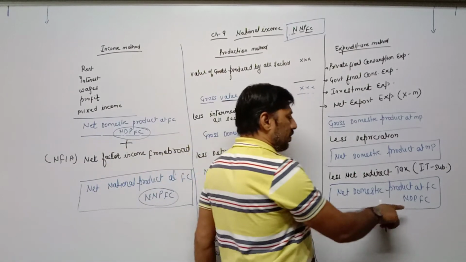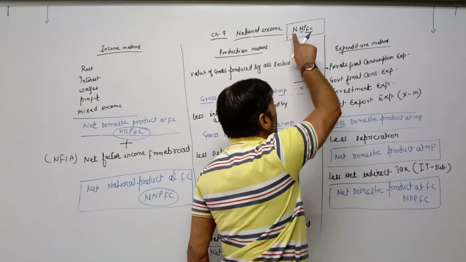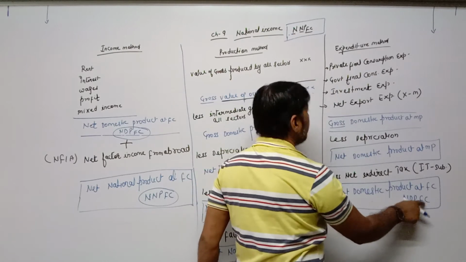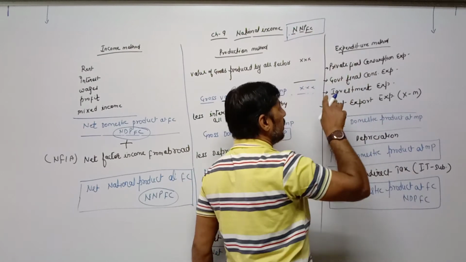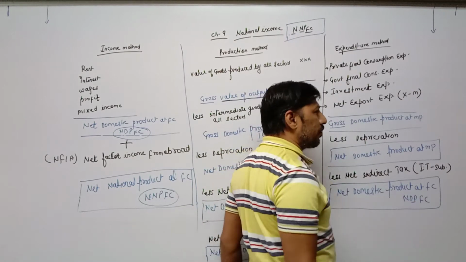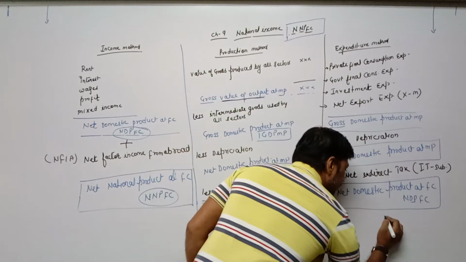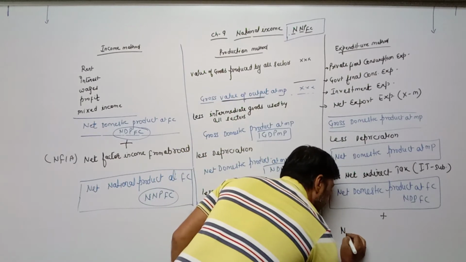Now we need to convert NDPFC into NNPFC, meaning N is same, NN. Here in FC, the only difference is NP and DP. Here DP is given, so we need to convert DP into NP. So which item do we need to add? Plus net factor income from abroad.